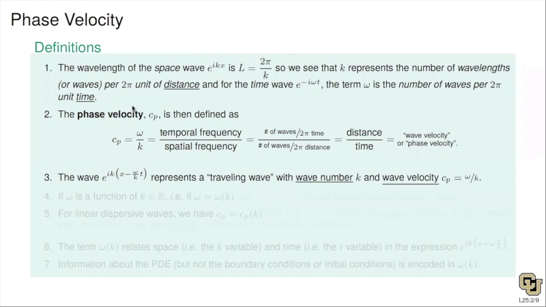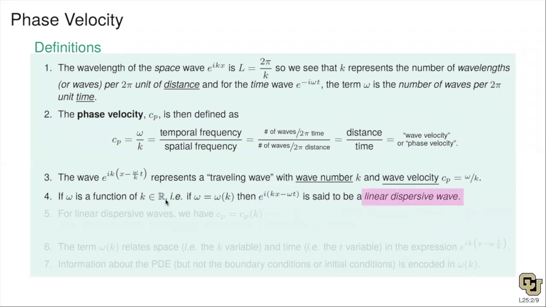And so now we can define what's known as a linear dispersive wave. A linear dispersive wave is a waveform of this type where omega is a function of k. Here we could conceivably replace omega with some function involving k. Maybe omega equals k squared or omega equals 2k. I'm just making up stuff. But if omega is a function of k, then we've got what's called a linear dispersive wave.